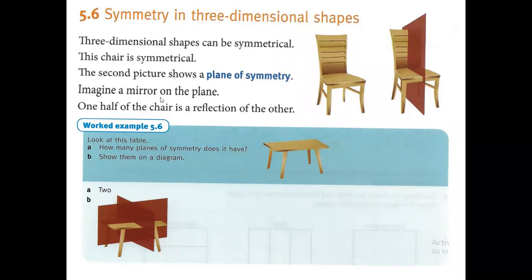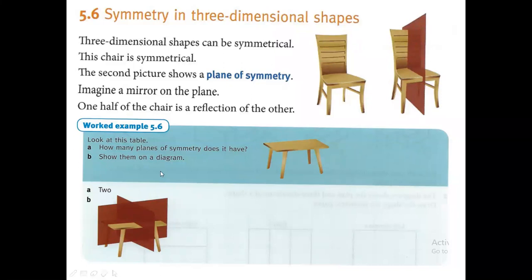One example is given here. Look at this table. How many planes of symmetry does it have? The chair has only one plane of symmetry. Now here it is asking about this table. Does it have only one plane of symmetry or more than that? Horizontally one is there, vertically one is there. So there are two planes of symmetry for this table.